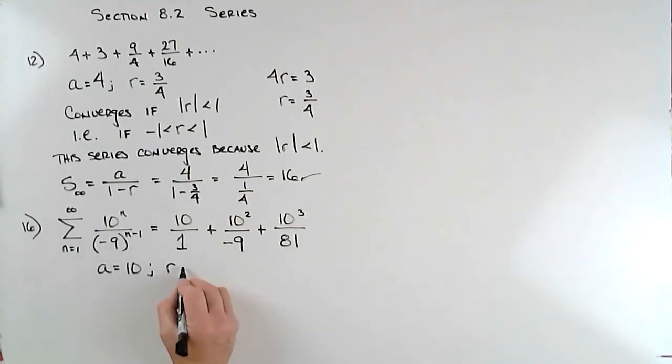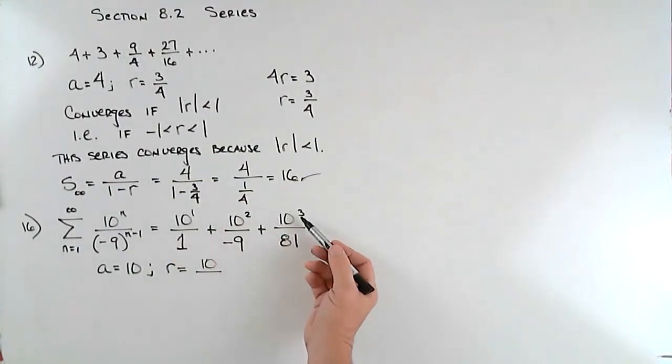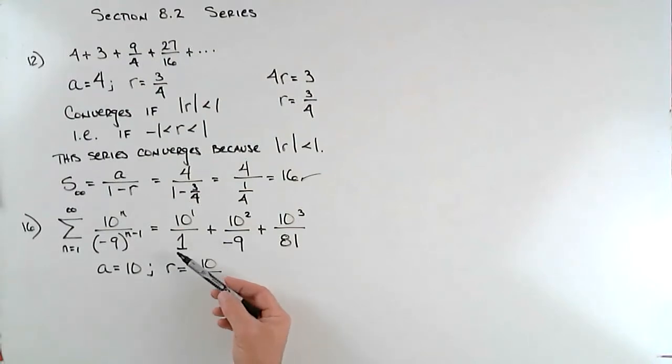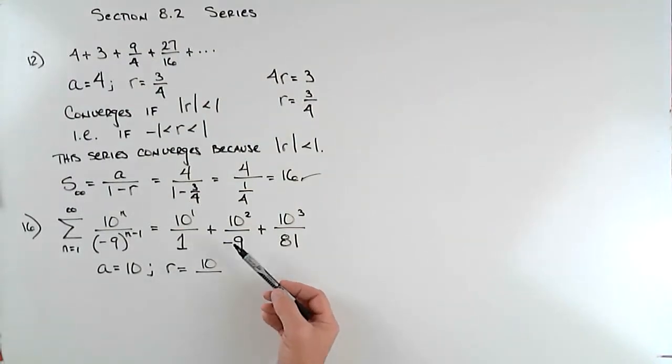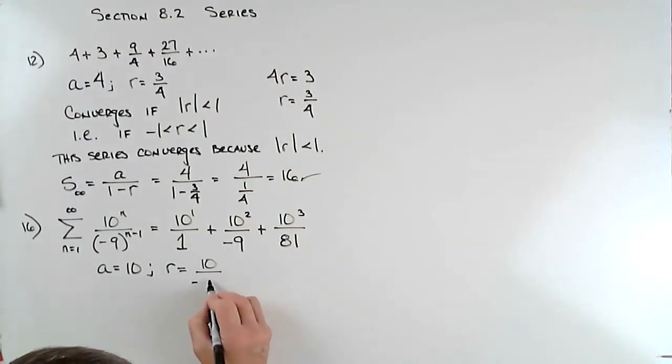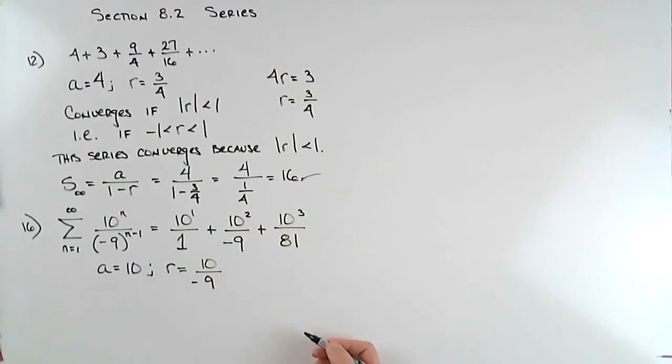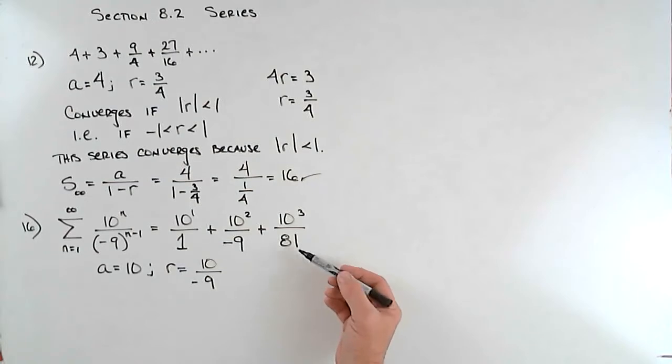Well, we multiplied the numerator by 10 because the power went from 10 to the first, 10 to the second. Here, 10 to the second, 10 to the third. And then the denominator looks like we took 1 times -9. So we multiplied this by -9. Now we're going to check that over here. If I multiply this by 10, I get 10 cubed. If I multiply this by -9, I get positive 81. So this is my value for A and my value for R.